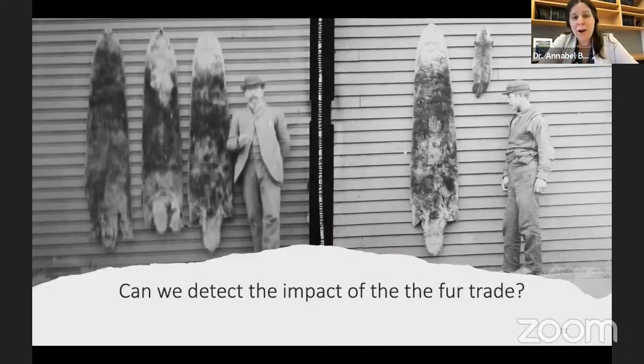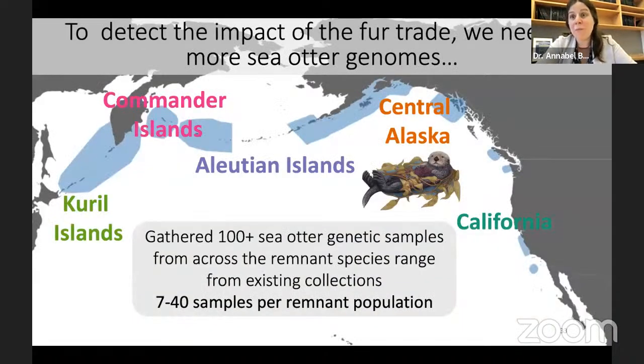So we next really wanted to understand if we can detect the impact of the fur trade using sea otter genomes. To do this, one genome was not enough. We needed more sea otter genomes from across this whole remnant colony range, all the way from the Kuril Islands north of Japan down to California. So we got sea otter genetic samples from all across these locations with at least 7 individuals from each place and up to 40 in some locations.